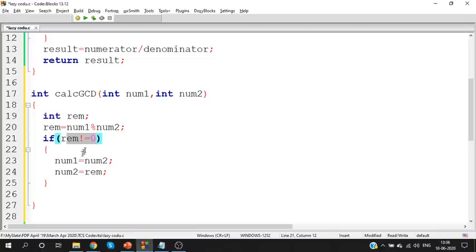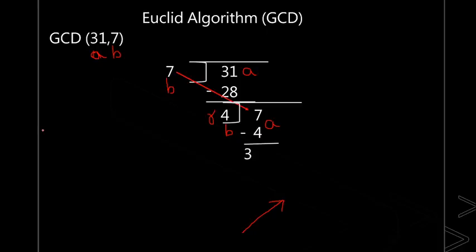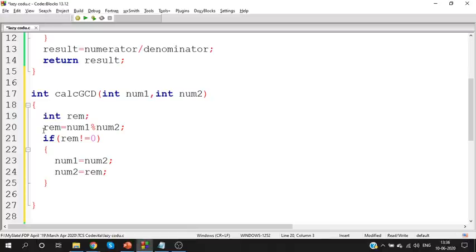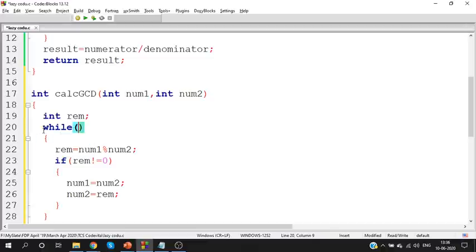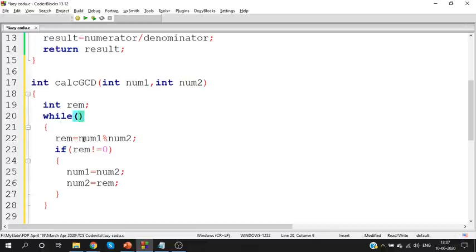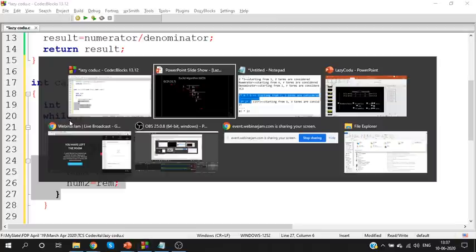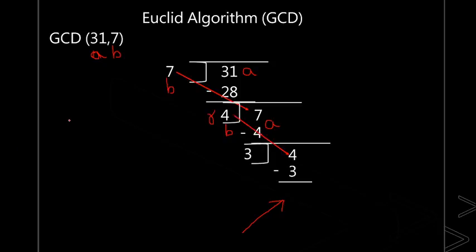Divide them. If your remainder is non-zero, change the values. Num1 becomes num2 and num2 becomes remainder. After changing them, again what should you do? You have to divide and get the remainder, which means we are repeating the remainder process. After changing, we are repeating this process. This is clear? So get the remainder. If the remainder is not 0, change the values and go to the loop and repeat the same process. Clear? So divide, divide, divide.